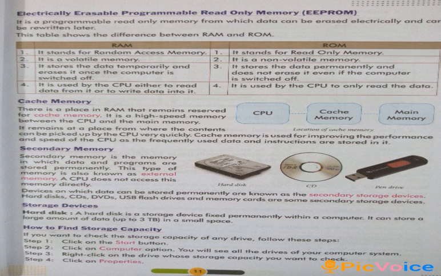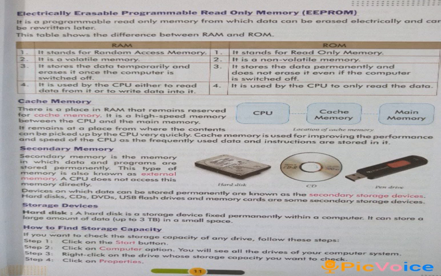Secondary memory. Secondary memory is the memory in which data and programs are stored permanently. This type of memory is also known as external memory. A CPU doesn't access this memory directly. Devices on which data can be stored permanently are known as the secondary storage devices. Hard disk, CDs, DVDs, USB flash drives, and memory cards are some secondary storage devices.